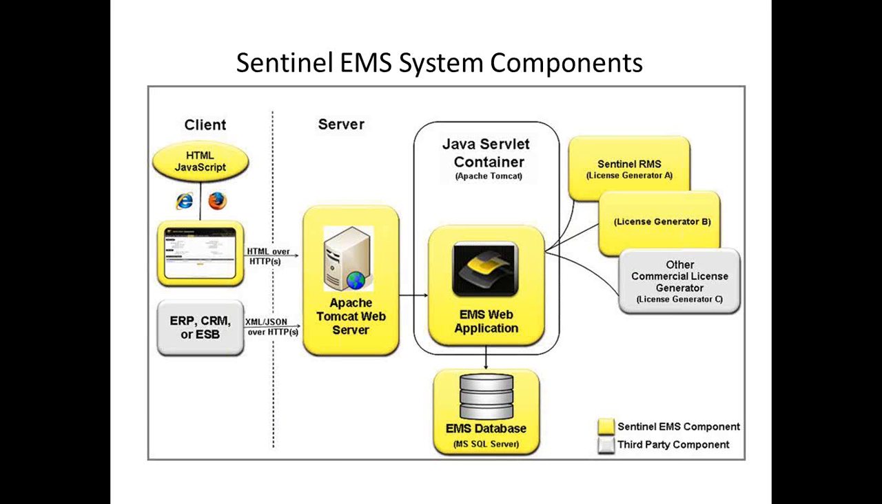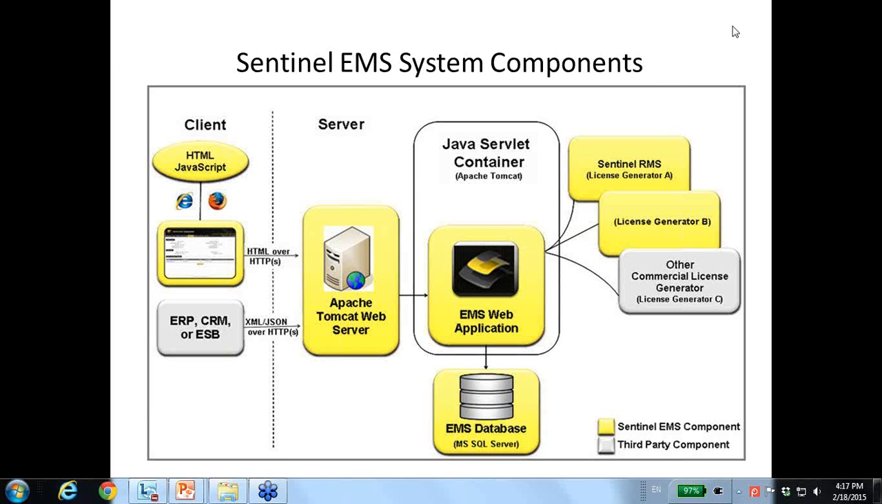Here is another way to look at the components that are being installed. We said there is the Apache Tomcat web server, and on top of it we have the EMS web application that uses Java. This is a Java servlet container. This EMS web application uses the EMS database. The EMS finally creates licenses, but the licenses can be for three different types of enforcement. One is Sentinel EMS, the second is Sentinel Cloud, and the third is any other third-party homegrown license generation.